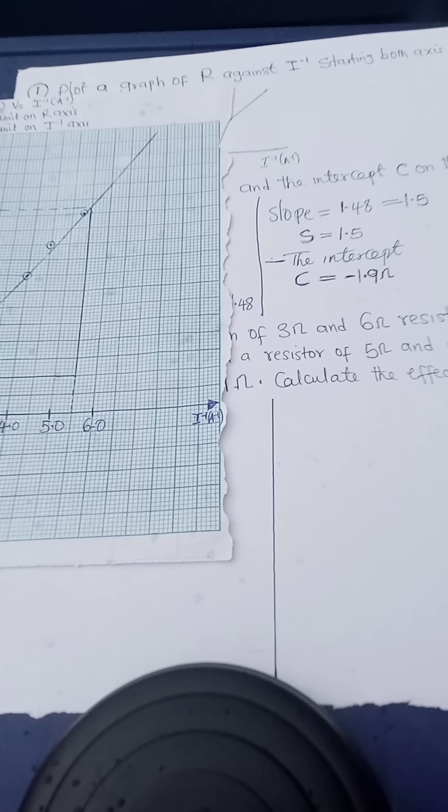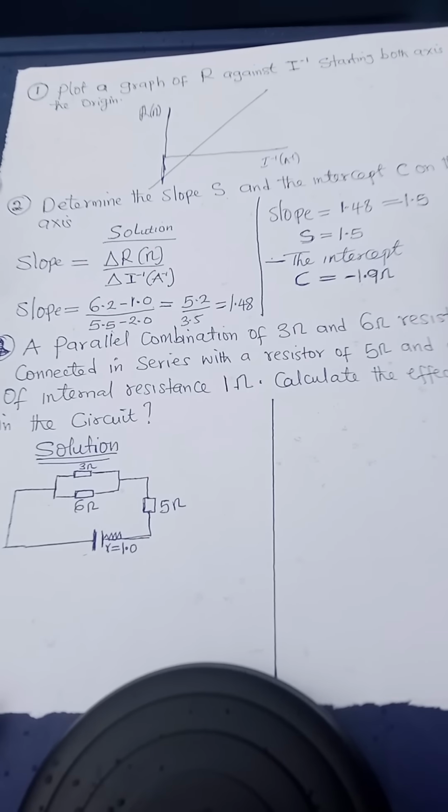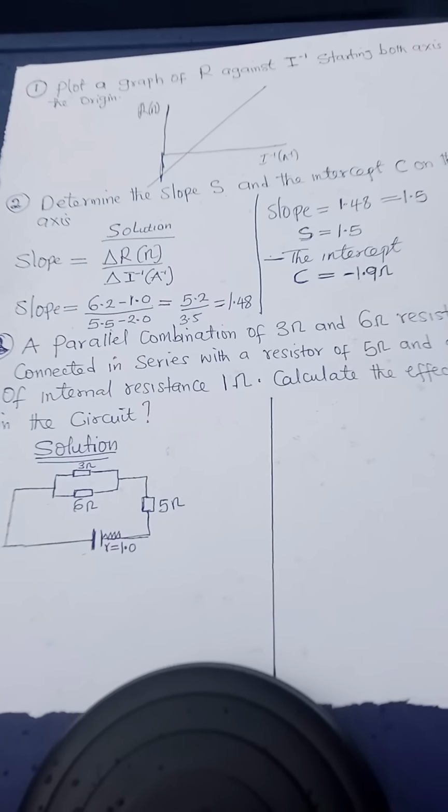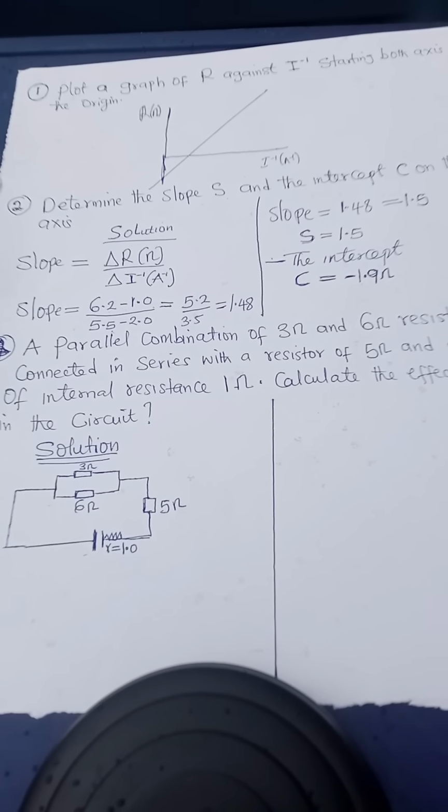If you look at this very well, although they did not ask us to find the internal resistance, I just want to let you know that this intercept represents the internal resistance. When you compare it with the standard equation, you have that the internal resistance is equal to 1.9 if your EMF is exactly 1.5, okay? So this is how we can solve this.